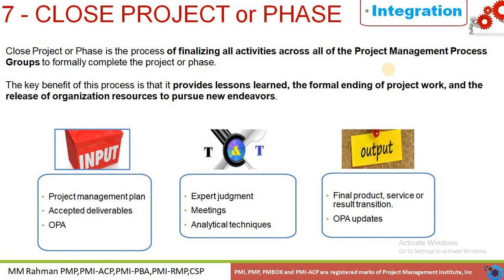So what are the inputs that are considered for this process? They are the project management plan, accepted deliverables, and organizational process assets. The tools and techniques used for this process are expert judgment, meetings, and analytical techniques. The outputs from this process are the final product, service, or result transition. From this process we are going to get the final deliverables: the final product, final service, final result. Organizational process assets will also be updated from this process.